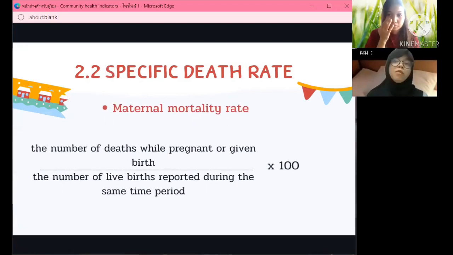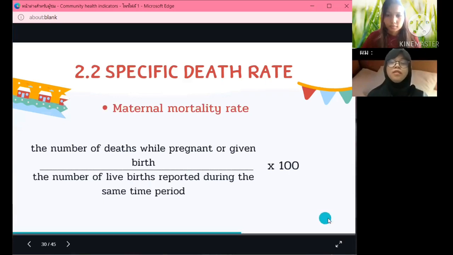The maternal mortality rate: the number of deaths while pregnant or giving birth times a constant number, divided by the number of live births during the same time period.